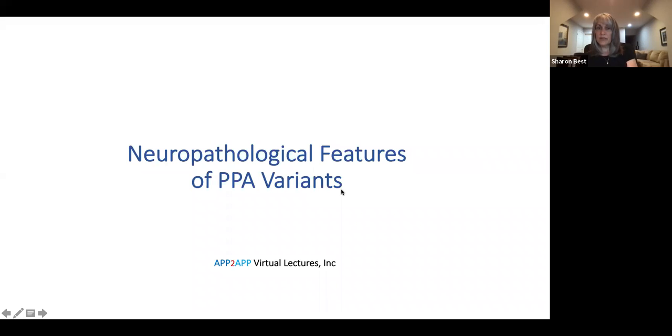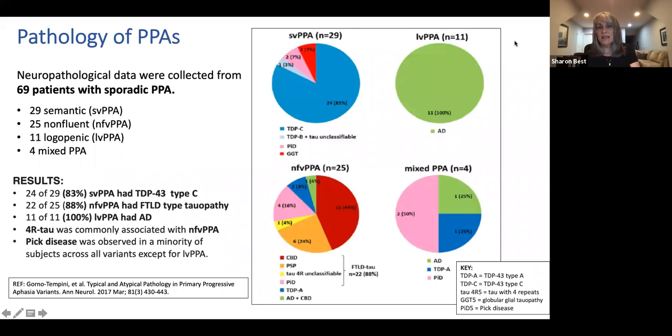So the neuropathological features of PPAs. This was a very nice study. Again, you'd think I loved Maria Luisa Gorno-Tempini, but she happened to have done this study that was also excellent on the pathology of the PPAs. She had 69 patients with sporadic PPAs, 30 semantic, 25 non-fluent, and 11 logopenic. So starting out here, this is semantic variant PPA.